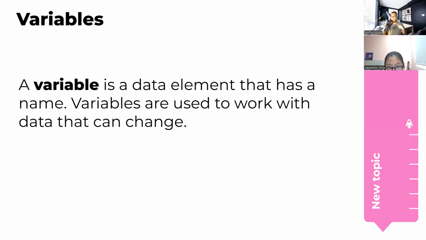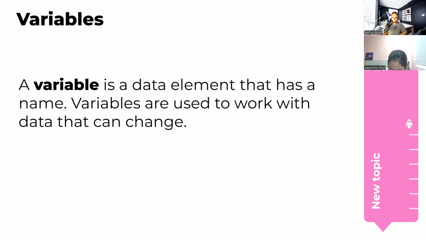A variable is a data element that has a name, and variables are used to work with data that can change. When I explain it to my students, a variable is like a box, okay? A box that has a name, and you can only put one item inside the variable. You cannot place multiple items. It's only one item for one name. If you use the same name with a different item, it will replace the old item and be filled with the new item.